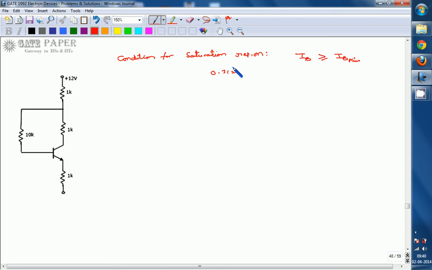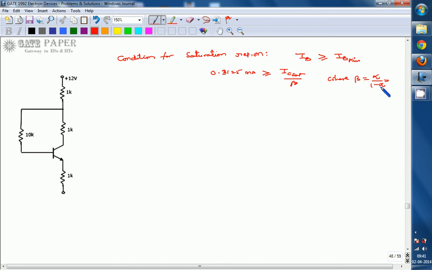So IB is nothing but 0.3125 milliamperes, which should be greater than or equal to IB minimum. IB minimum can be calculated using IC saturation by beta value. Okay, and where beta is equal to alpha by 1 minus alpha. So from that one alpha is given as 0.99.